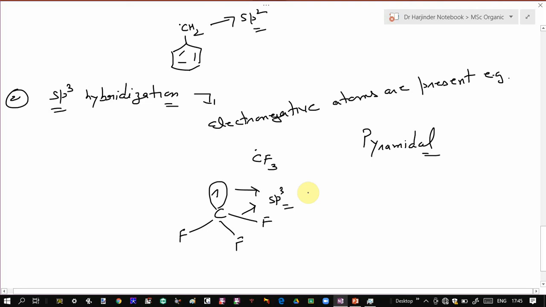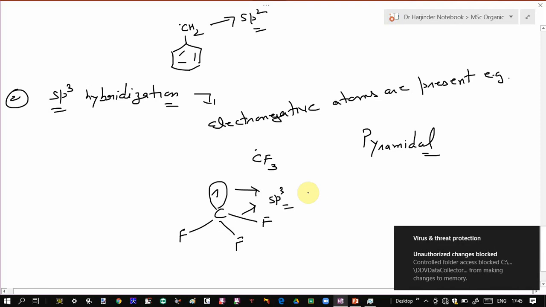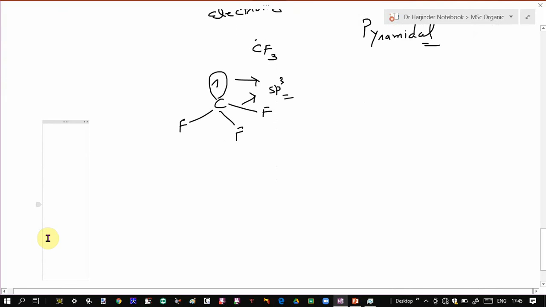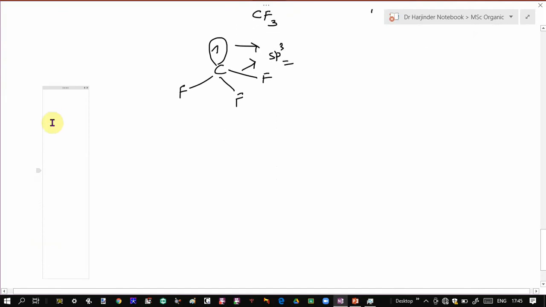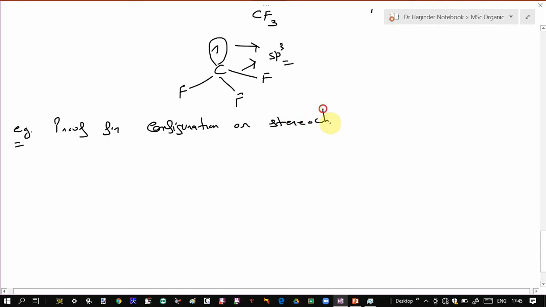So they may have sp2 hybridization, they may have sp3 hybridization. And the proof that they have both sp2 and sp3 hybridization is, for example, if we carry out a study of the configuration, or you can say the stereochemistry, of free radicals.